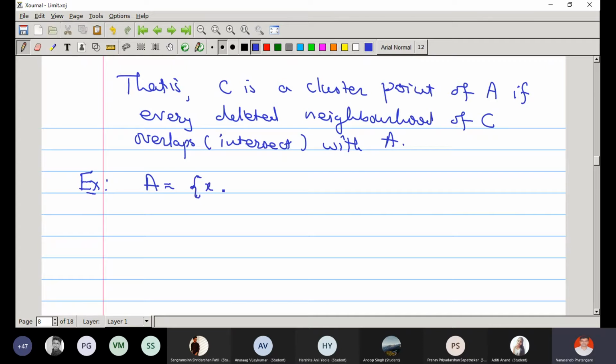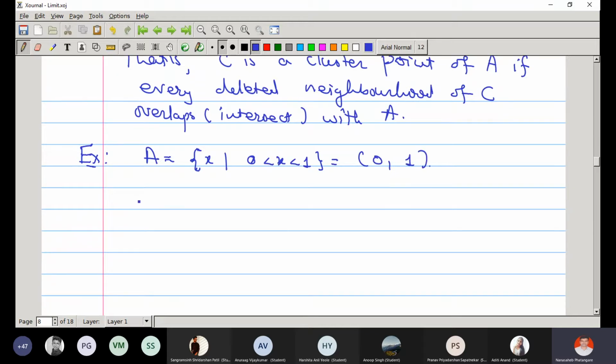So, for example, let us think about the simple case as we discussed yesterday. A is a set of those real numbers for which 0 < x < 1, or the interval (0, 1). Now the first question I would like to ask is: is C equal to 0 a cluster point?